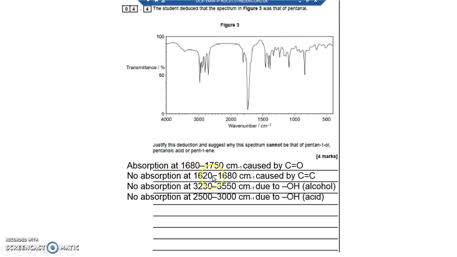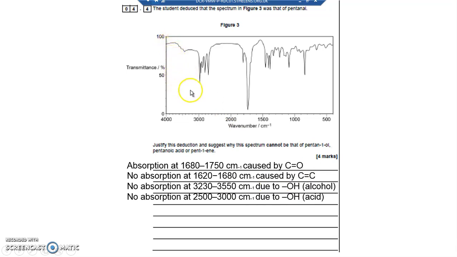there's no absorption at 1620 to 1680. There's nothing there. 1620, so we'll be about here. There's nothing here that would be caused by a carbon to carbon double bond, so it's not pent-1-ene. No absorption at 3230 to 3350, which would be the OH in an alcohol, so it's not pentan-1-ol.